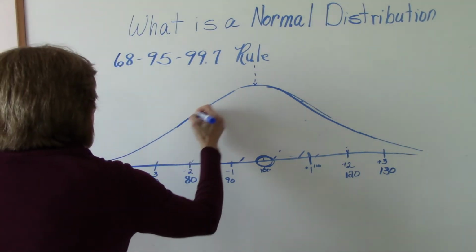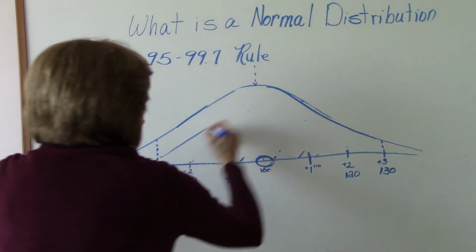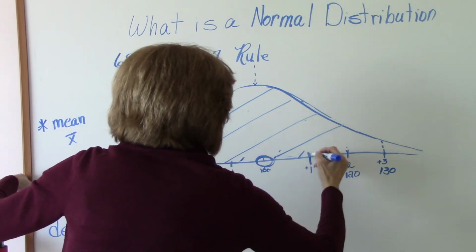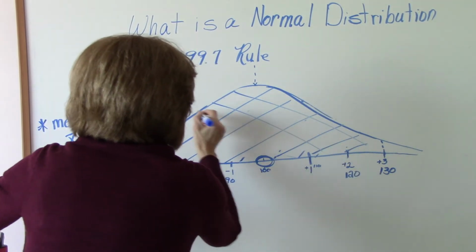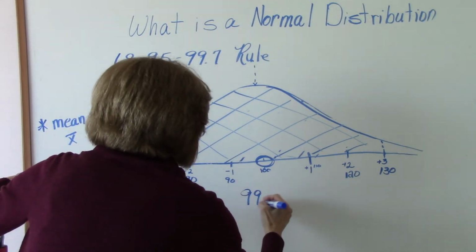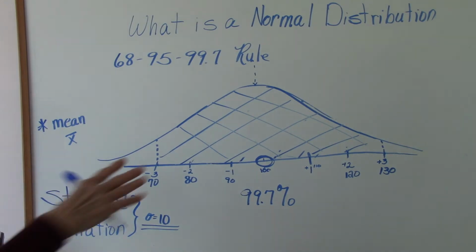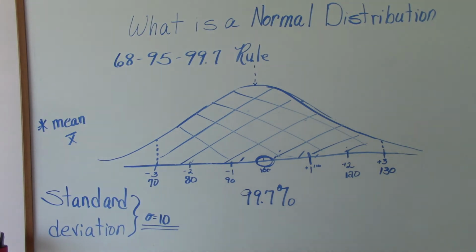So now my data is extending from 3 standard deviations below the mean to 3 standard deviations above the mean. So almost to the tail ends. And that is 99.7% of the data. It's almost everybody. So again, if you had 100 pieces of data, 99.7 of them would fall into this part of the graph.